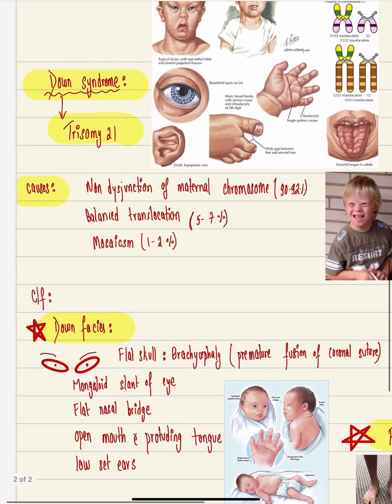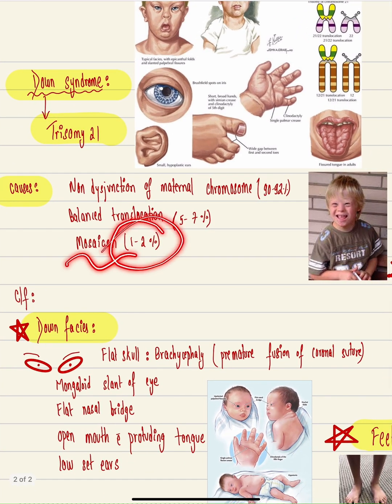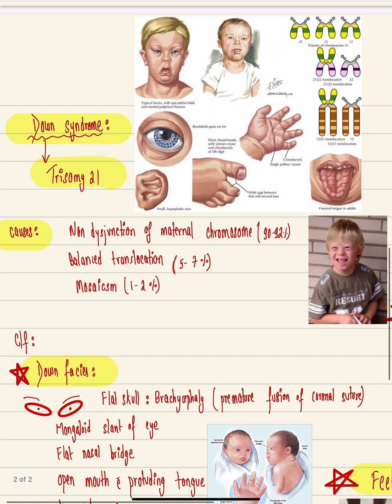And another is mosaicism, which occurs in 1 to 2 percent. So we can see here the trisomy 21 and translocation of the 21 and 22 chromosomes. You can see clearly here.